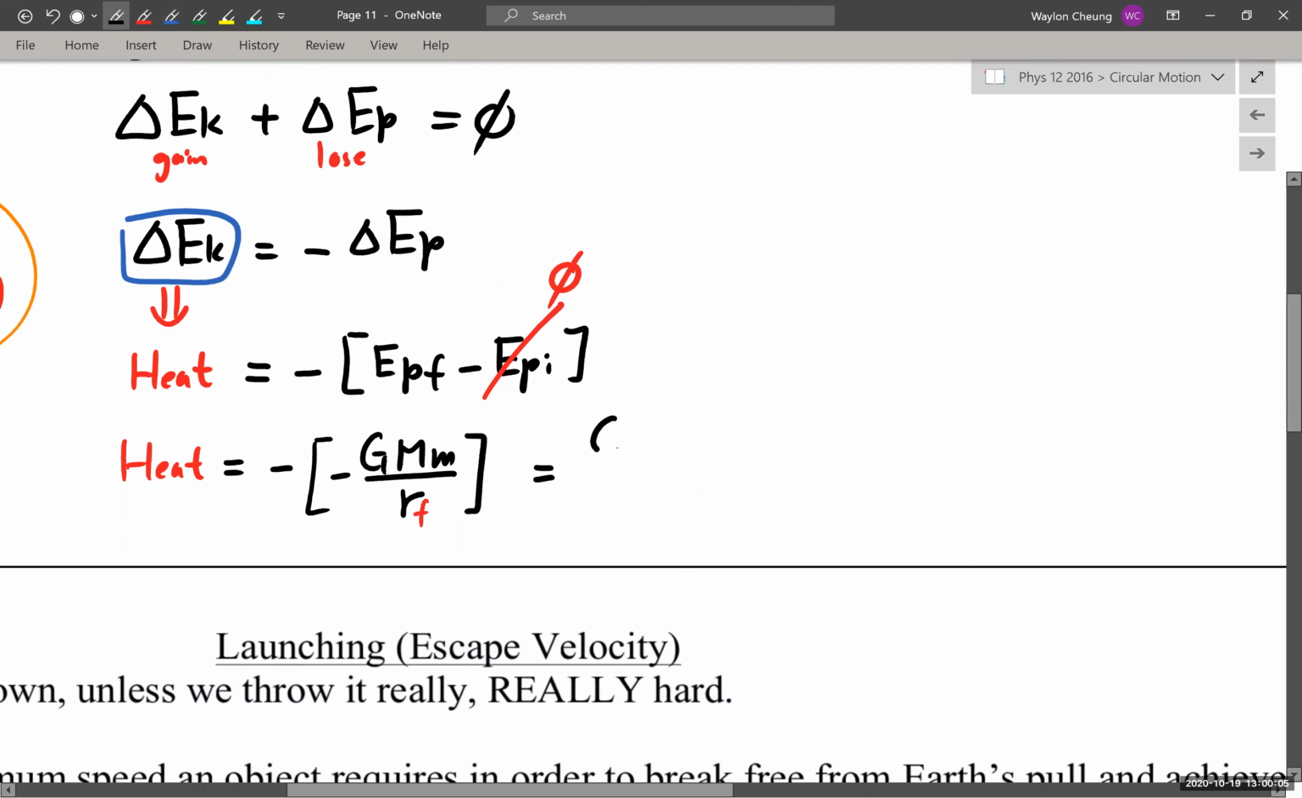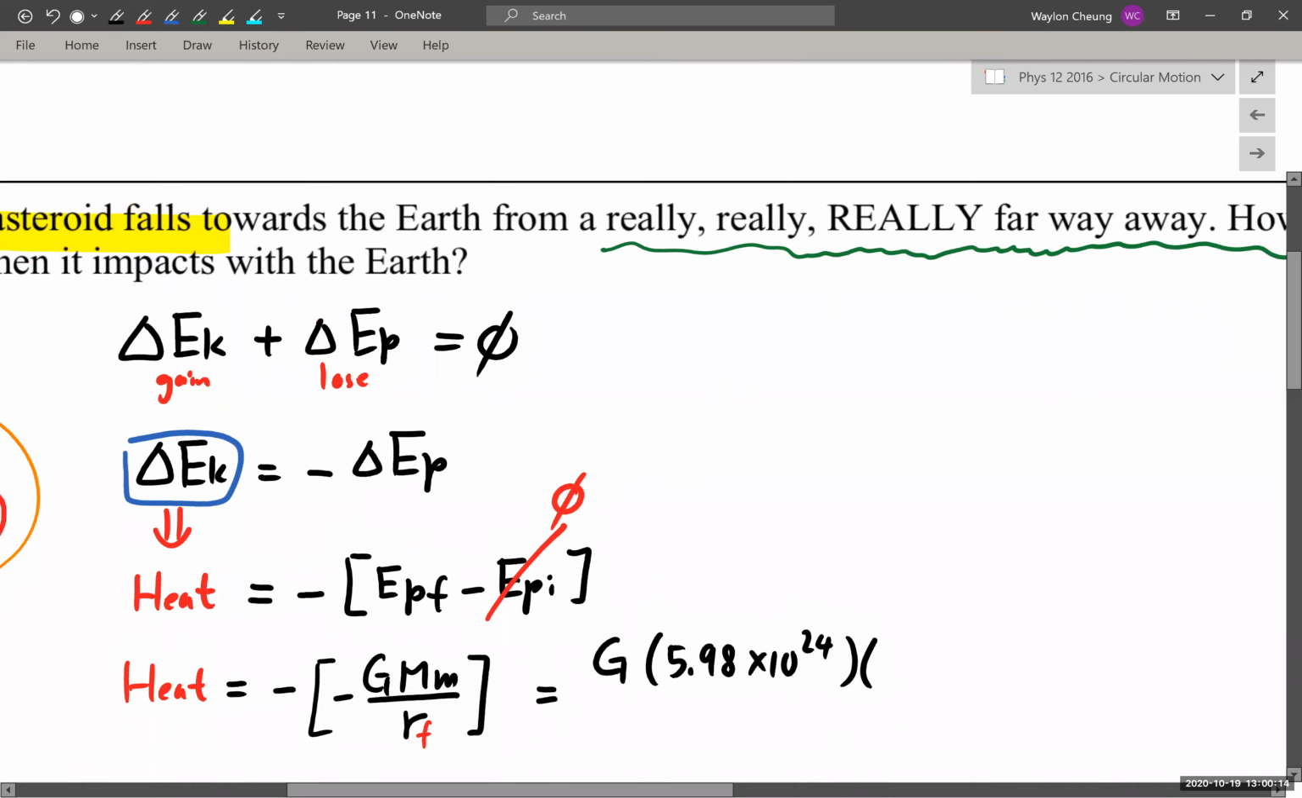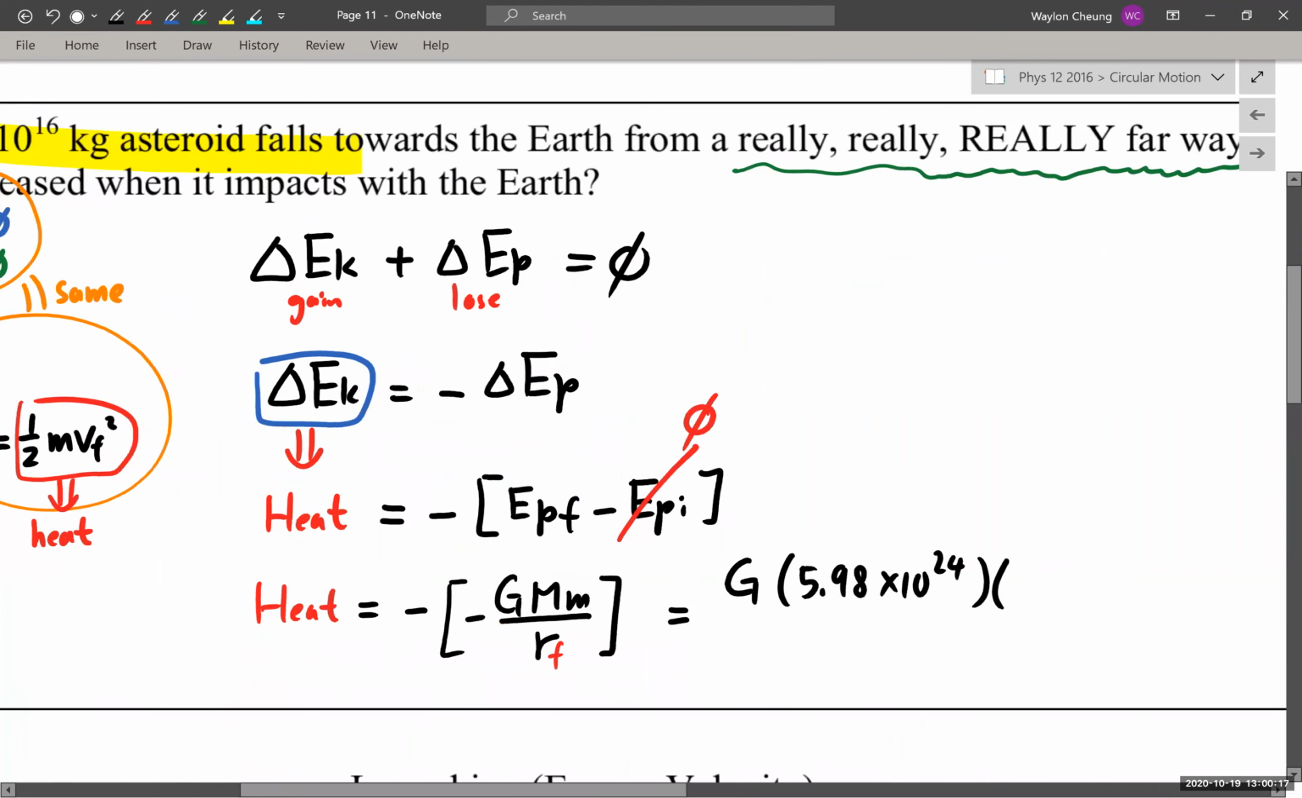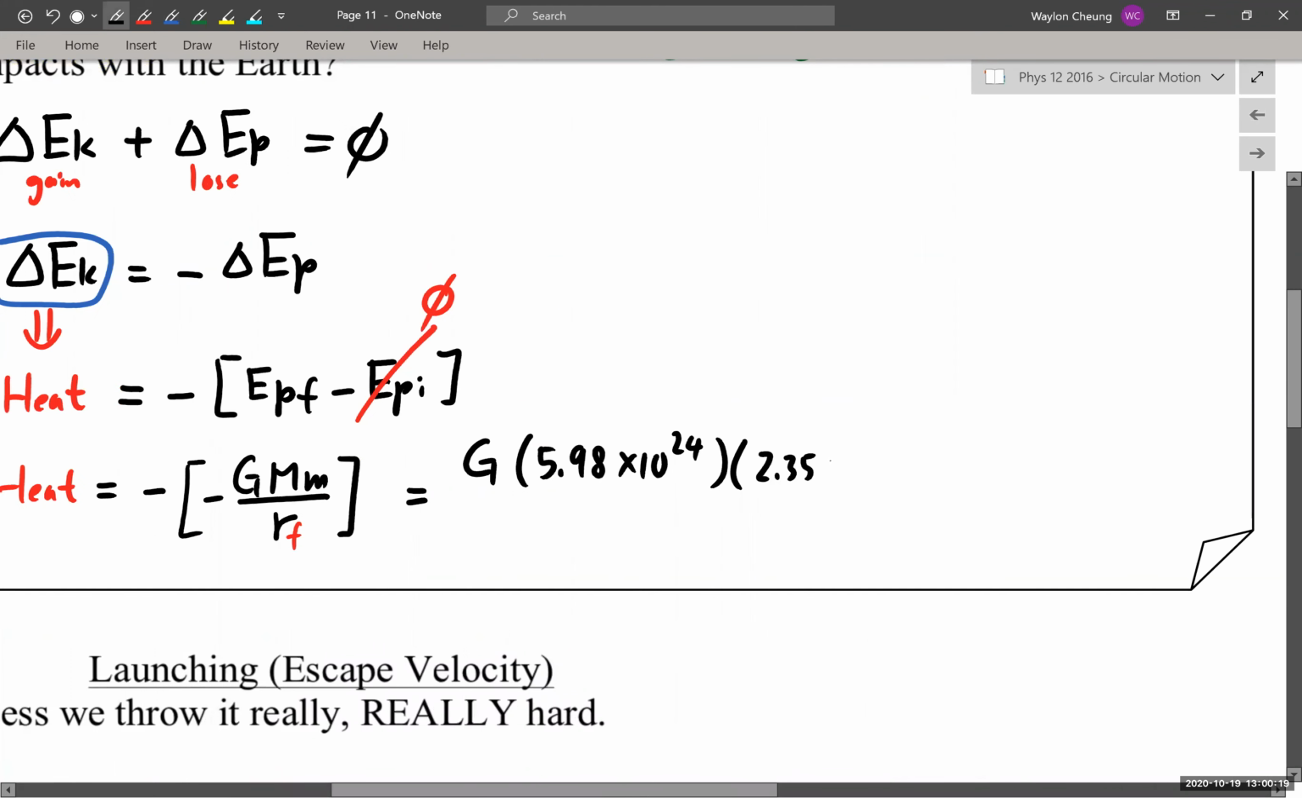Now, let's actually calculate how much we will get. The mass of the first object is Earth, so 5.98 times 10 to the 24 kilograms. And then the asteroid is 2.35 times 10 to the 16. And then dividing by the radius of the Earth, 6.37. Is it 37 or 38? I think it changes. 6.38 times 10 to the 6. And then that's it.